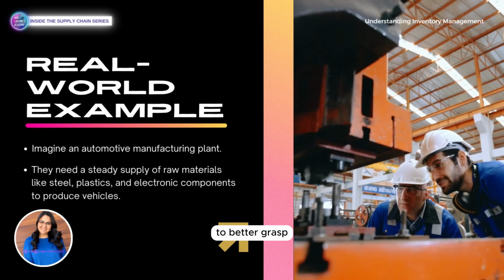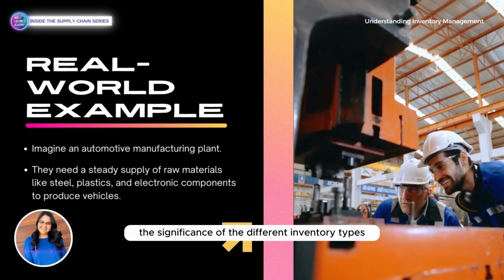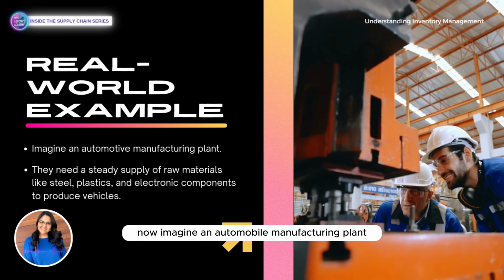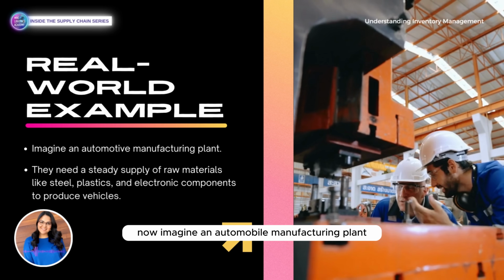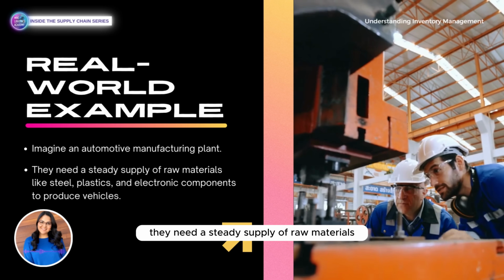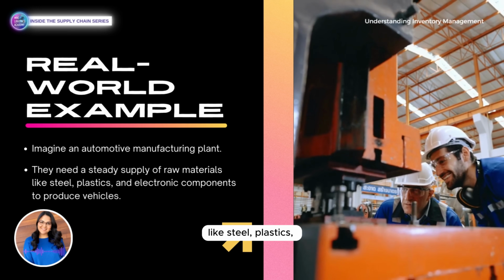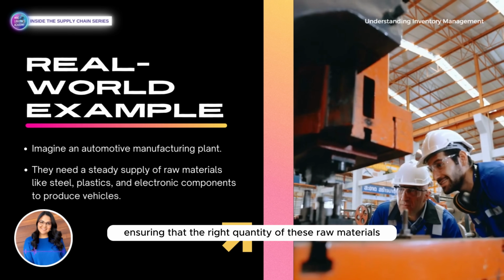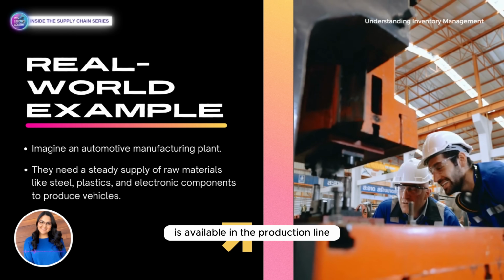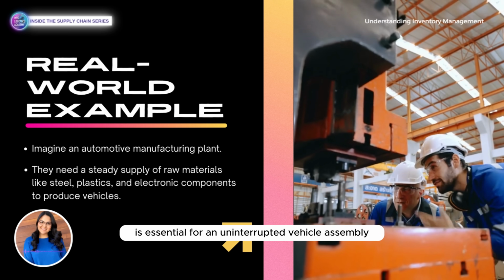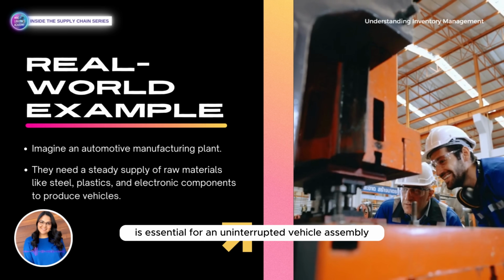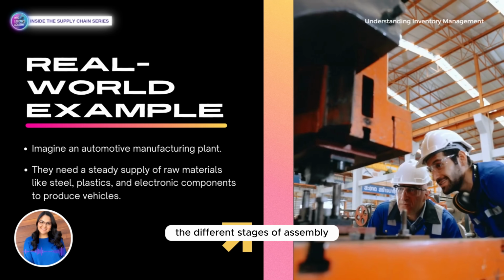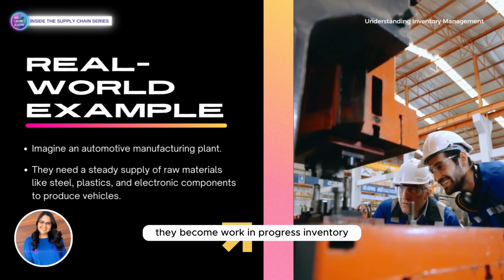To better grasp the significance of the different inventory types, let's consider a real-world example. Now, imagine an automobile manufacturing plant. They need a steady supply of raw materials, like steel, plastics, and electronic components to produce vehicles. Ensuring that the right quantity of these raw materials is available in the production line is essential for uninterrupted vehicle assembly. As the vehicles move through the different stages of assembly, they become work-in-progress inventory.